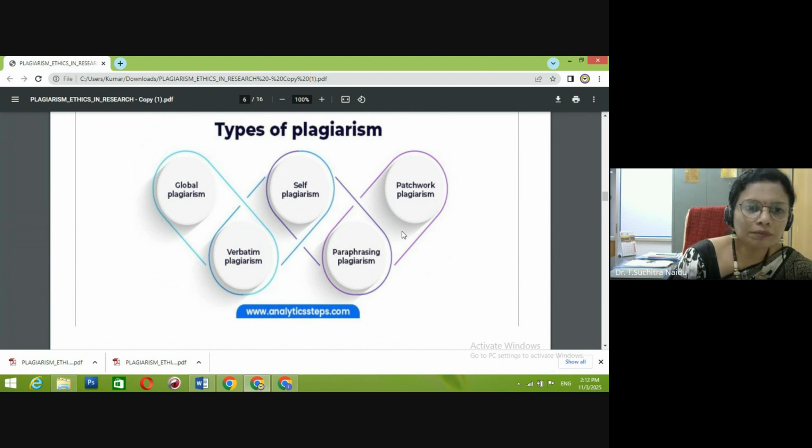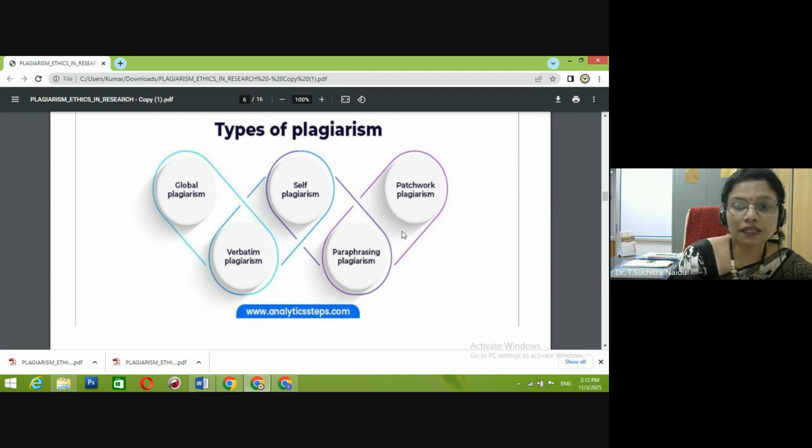So global plagiarism, because on the net everything is available, is wherein I claim some other author's work as my own work by changing the words, by putting it in my own words. That is global plagiarism. Then you have self-plagiarism.